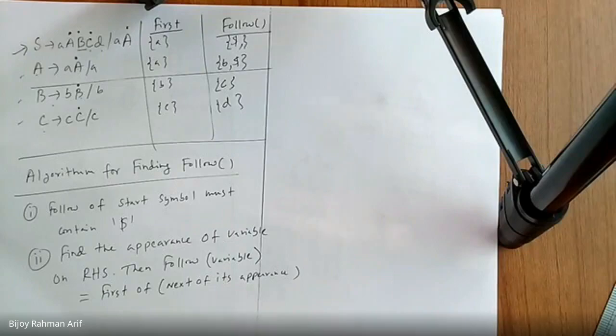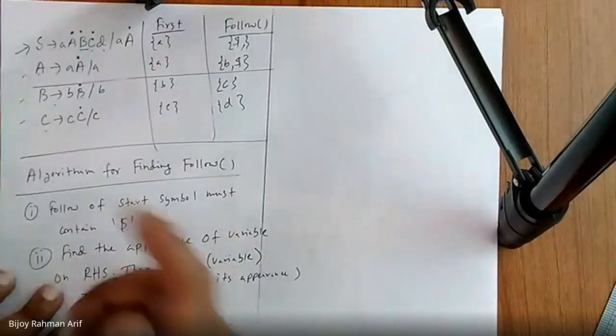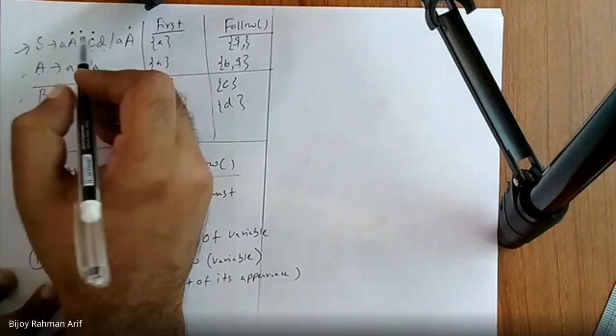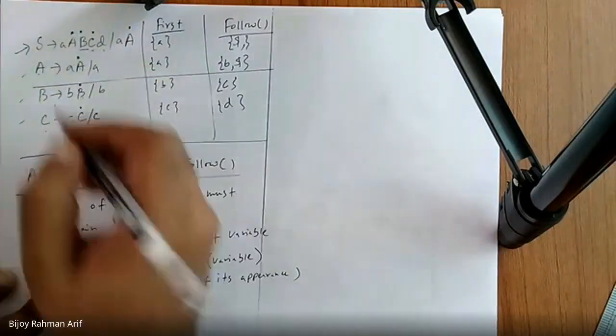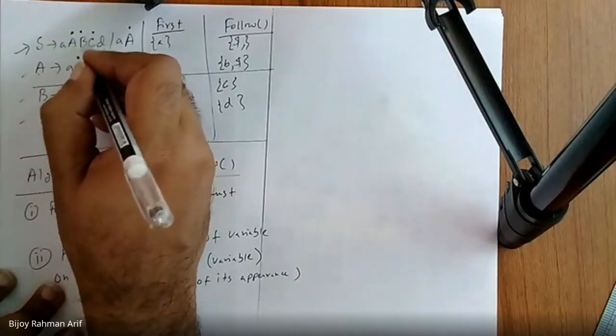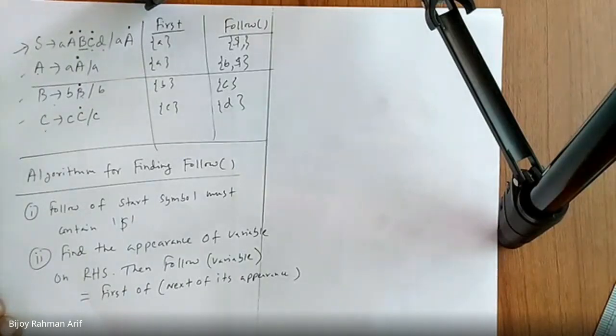Yes, sir, clear. Second rule. We are trying to find out the appearance of B on the right hand side. So next of its appearance is C. So first of that term. Done? Any question?